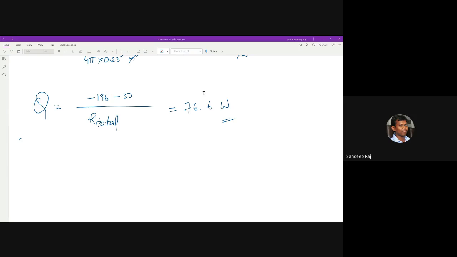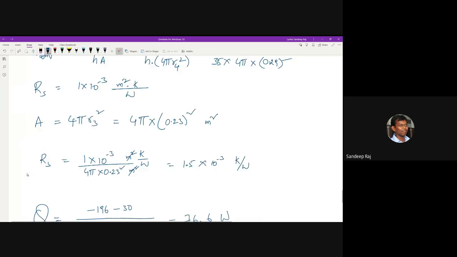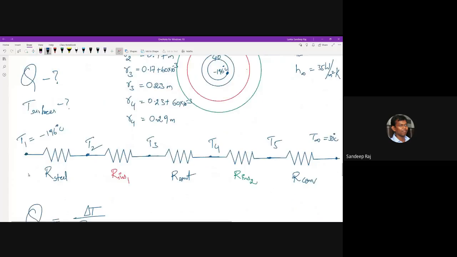Good morning, students. In the last class, we were solving this problem, and we are somewhere here. We did not solve it completely. We have to solve it now. You have to find the temperatures that are left out. For finding the temperatures, you can make use of this resistance circuit.